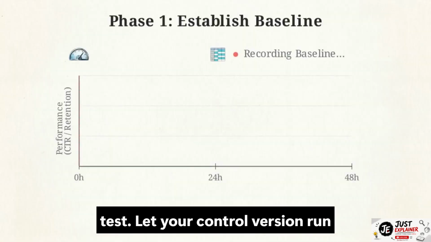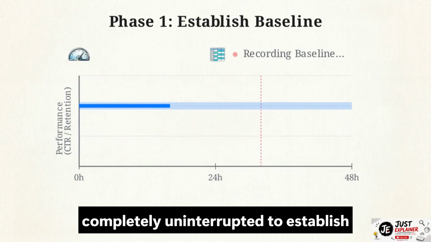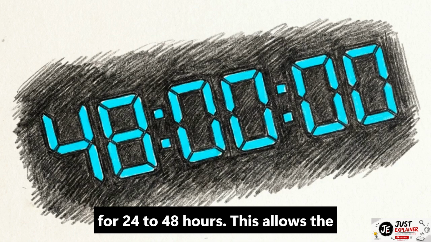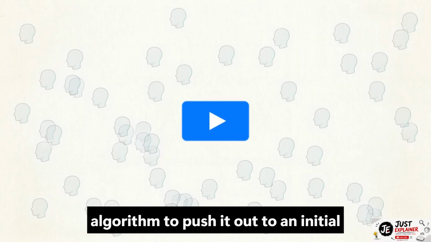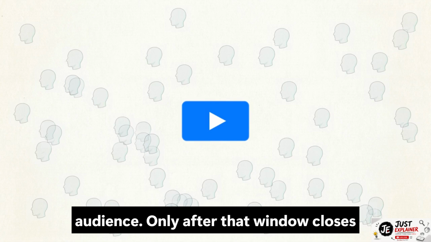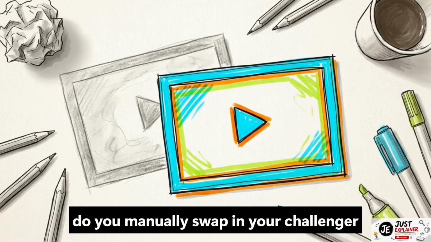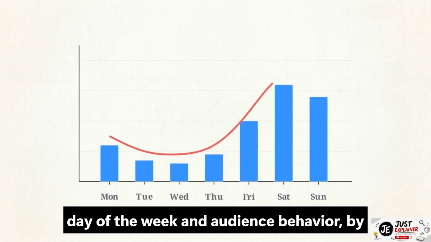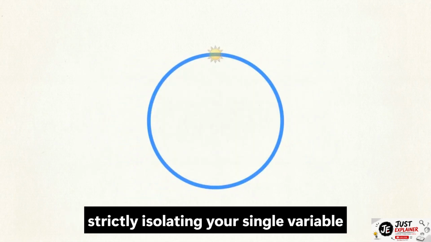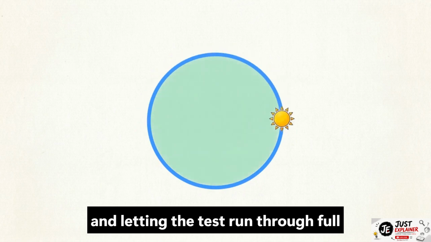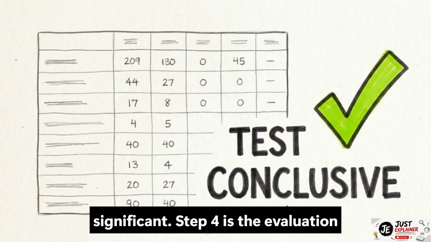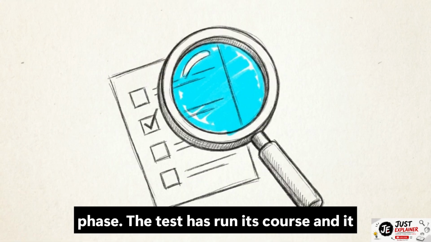Let your control version run completely uninterrupted to establish your baseline data. Let that control run for 24 to 48 hours. This allows the algorithm to push it out to an initial audience. Only after that window closes do you manually swap in your challenger. Traffic patterns change depending on the day of the week and audience behavior. By strictly isolating your single variable and letting the test run through full daily traffic cycles, you ensure your results are actually statistically significant.